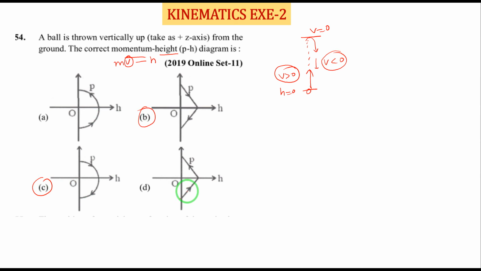D is showing पहले negative velocity, A भी negative velocity को पहले represent कर रहा है. Now इन दोनों में से कौन सा होगा? So formula होता है v square equals to u square minus 2ah का. So v square and h cannot be a straight line, right? So B cannot be the answer. C will be the correct answer to this.